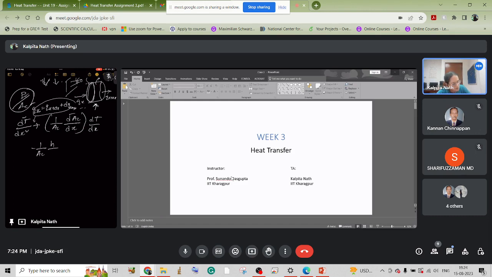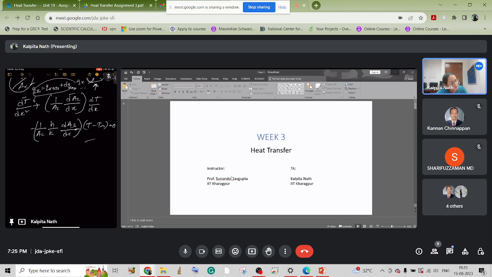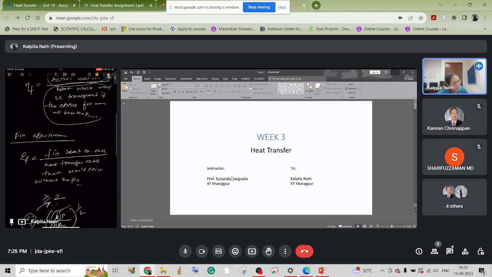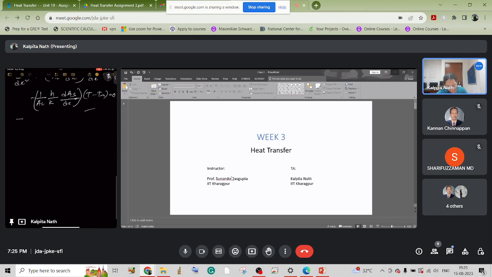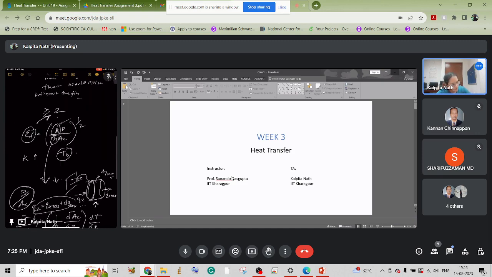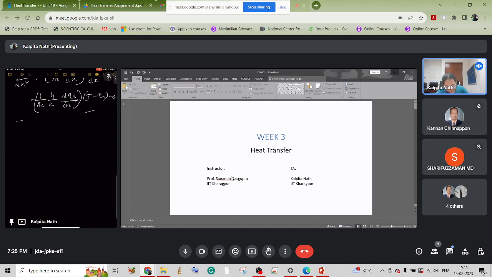Then this is 1 upon A_c into h upon k, dA_s upon dx, the area of the surface, into T minus T infinity is equal to 0. Now let us consider that the cross-sectional area of the fin is constant, as here. If the cross-sectional area is constant, then dA_c/dx is equal to 0.